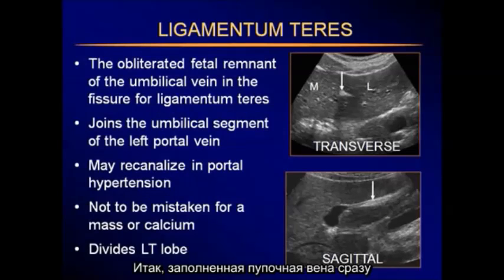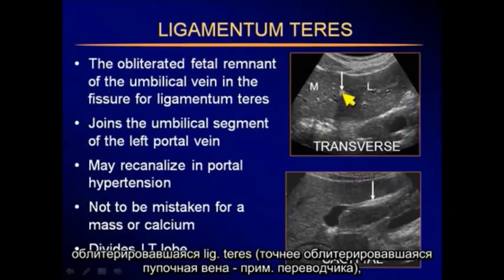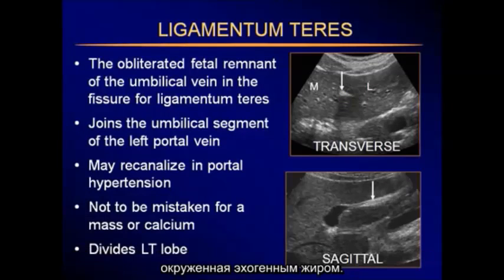So the fetal umbilical vein, once the fetus is born, there's no need for that vein, so the vein clamps down and becomes almost like a thick fibrous cord located within a fissure, the fissure for ligamentum teres. So the fissure has a little fat in it. That's what gives us bright reflectivity. So somewhere in here is the collapsed, obliterated ligamentum teres, surrounded by echogenic fat.